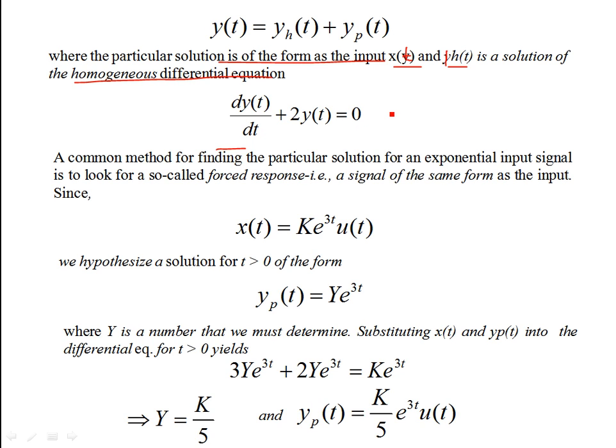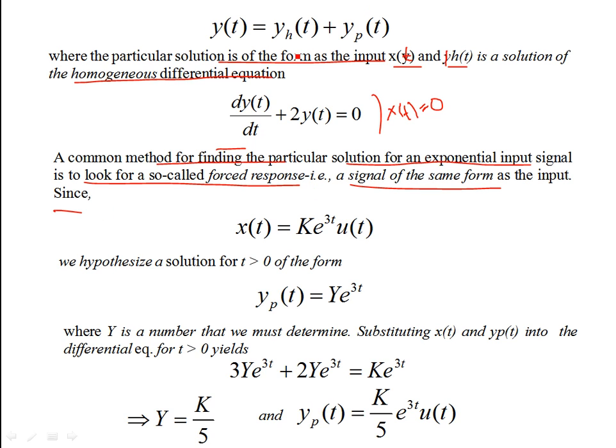This is also called the natural response of the system. Over here it simply implies that x(t) is 0. The forcing function is 0, so no excitation is applied to the system, and we're just evaluating the natural response of the system without any excitation. A common method for finding the particular solution for an exponential signal is to look for a forced response, a signal of the same form as the input.